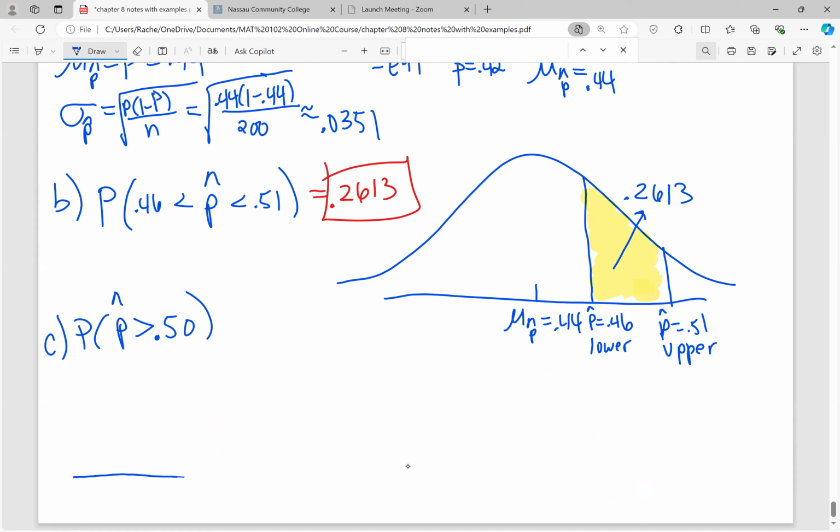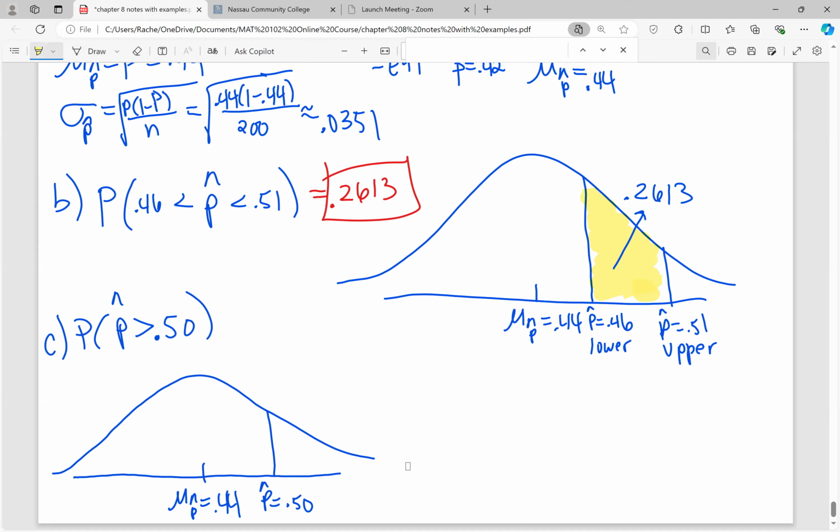So let me sketch my normal curve. I know p hat is normal. I know the mean, mu sub p hat is equal to 0.44. We want to know what's the probability that p hat is greater than 0.50. So 0.50 is going to go to the right. So p hat, let's say, is equal to 0.50. And we want the probability that p hat is greater than 0.50. So that's going to be the area to the right.